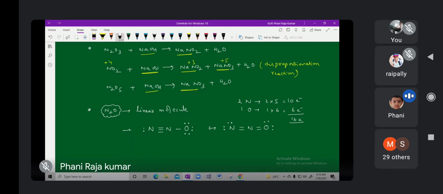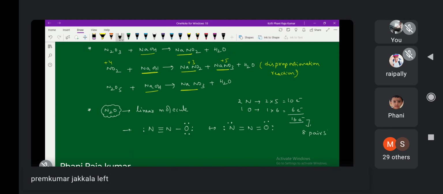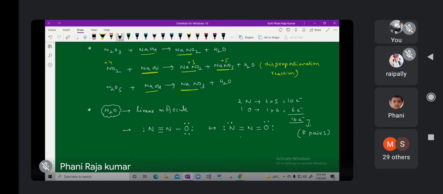So total 16 electrons. 16 electrons means we can write 8 pairs of electrons. So no unpaired electron, no odd electron. All are pairs. That's what the diamagnetic species, N2O. So totally 8 pairs we need. So I propose two structures for N2O.